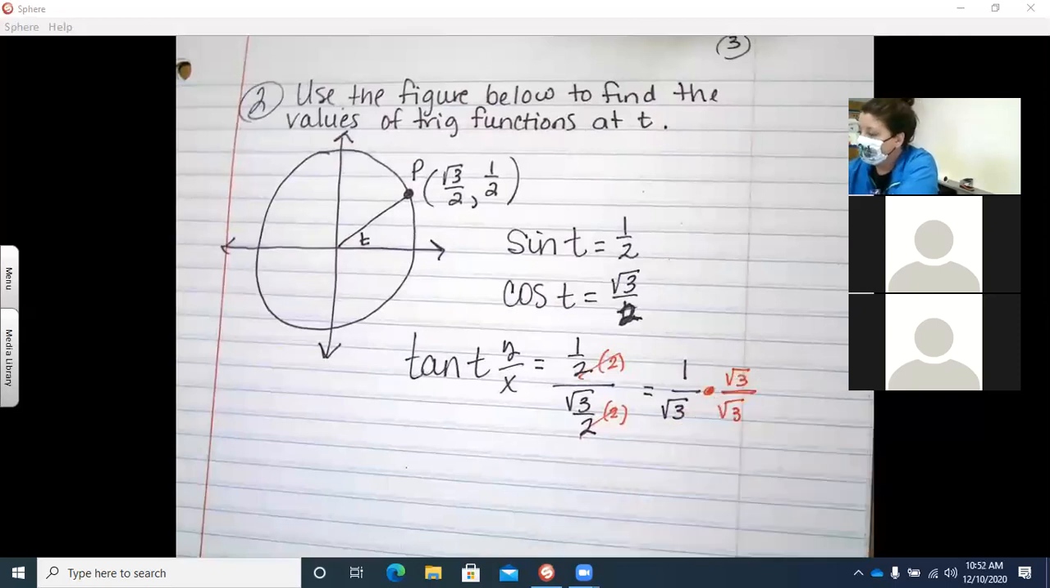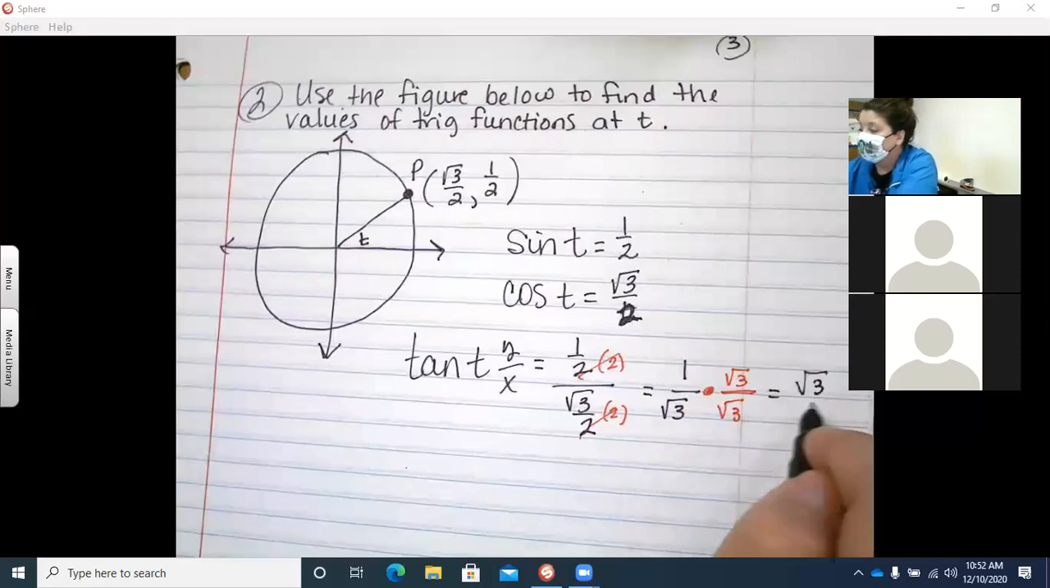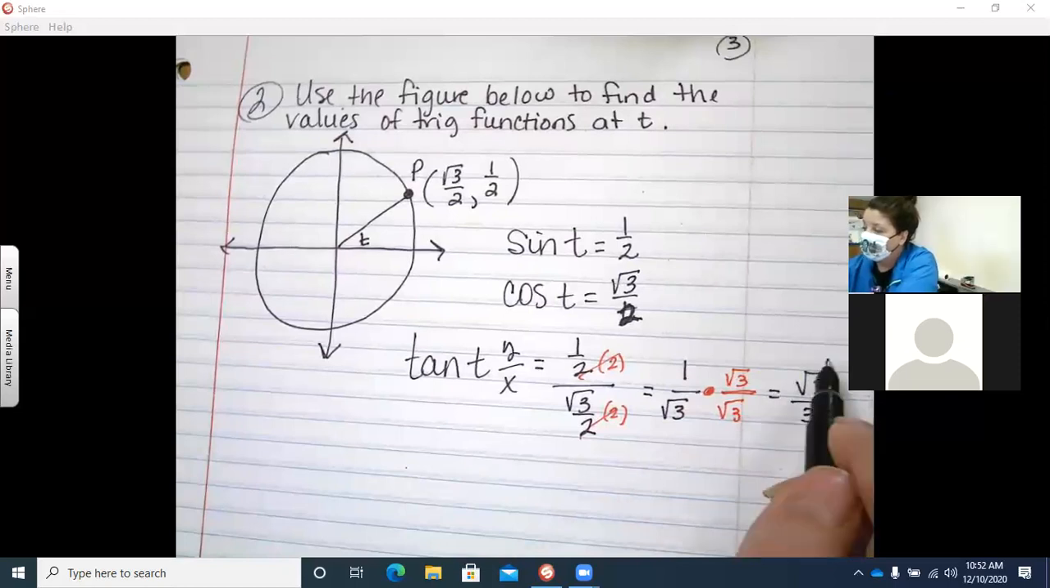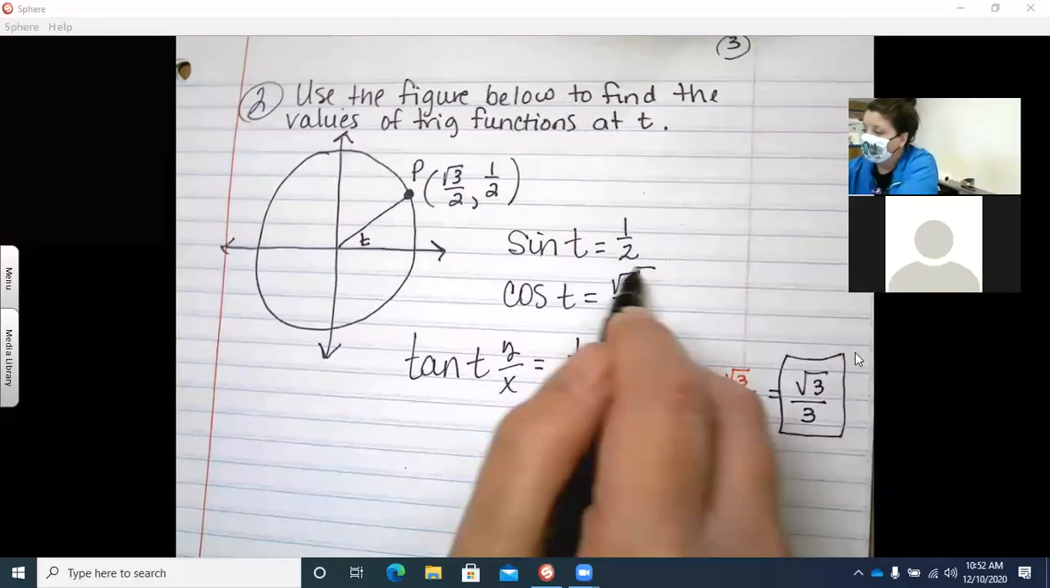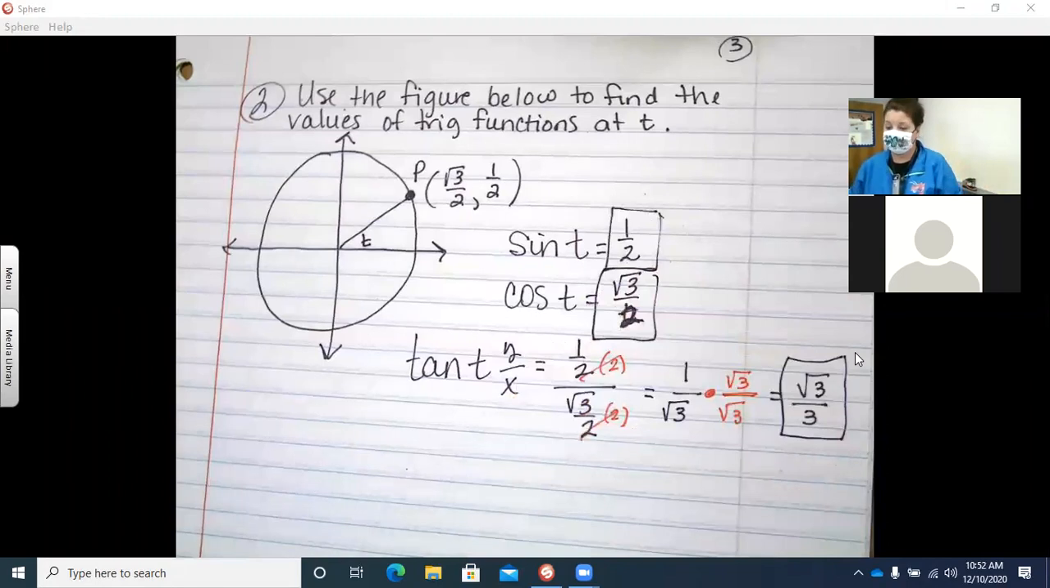So 1 times the square root of 3 is the square root of 3. And the square root of 3 times the square root of 3 is 3. Notice that made my radical in the denominator go away. I didn't change the meaning of the problem because technically I multiplied by 1. I just changed how it looked. That's like 1/2 is equal to 2/4. They look different, but they mean the same thing.